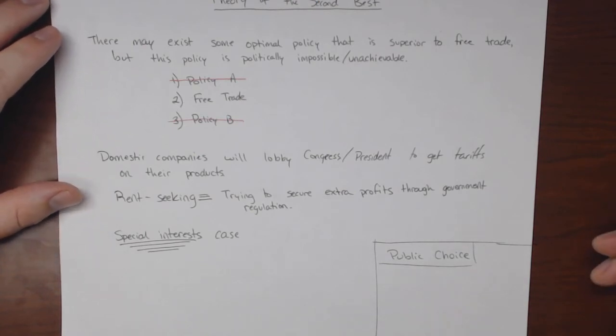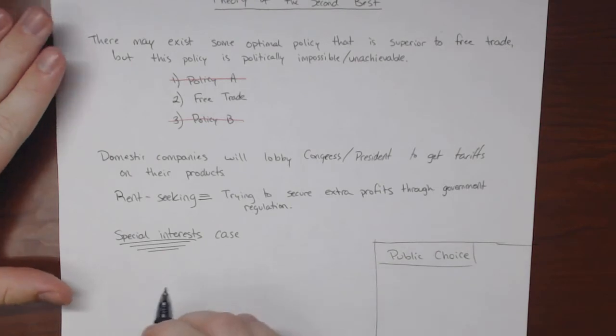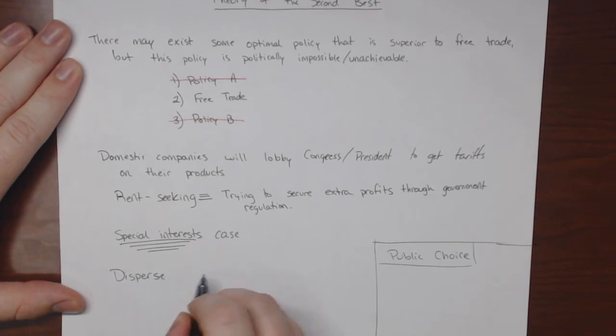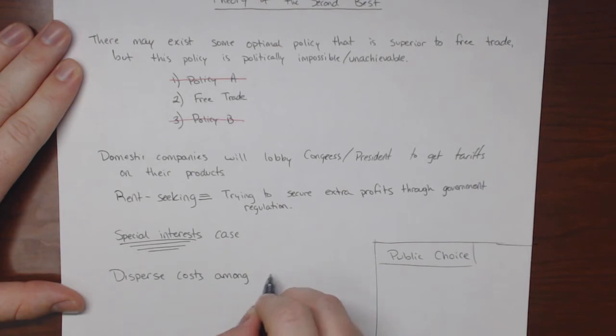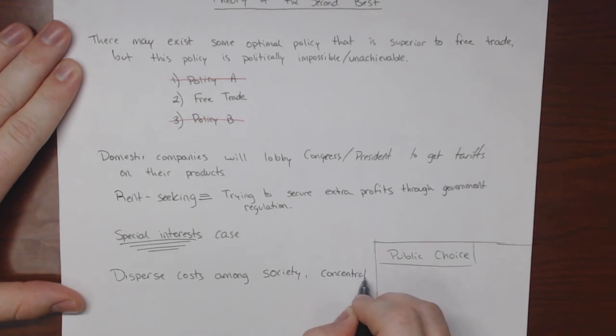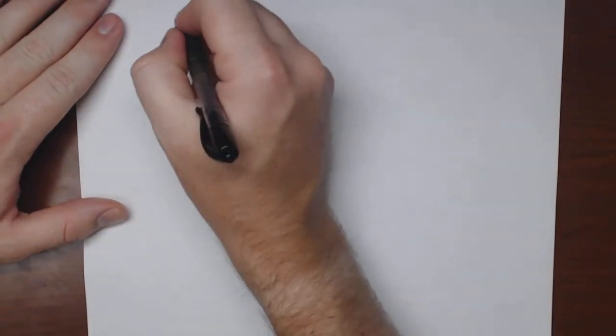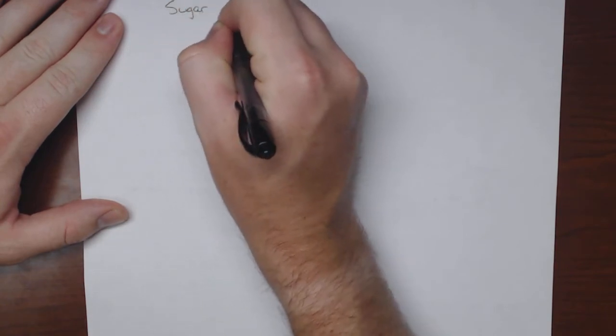Okay, so the idea is that we disperse costs among society and concentrate the benefits. Okay. Now, the clearest example of this, at least in the United States, is the sugar industry.